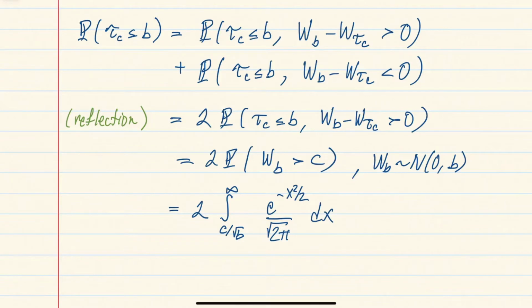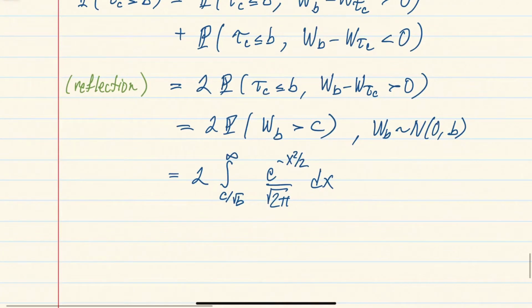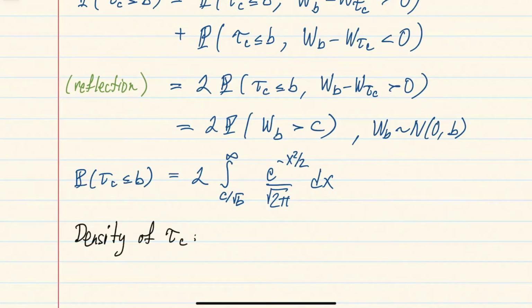And if you like, now you can take the derivative with respect to parameter b or parameter c to find the density of the corresponding distribution. So for example, since this probability that we computed is just the probability that tau C is less than or equal to b, if you take the derivative in b, you'll get that the density of tau C is equal to c over square root of 2 pi, times 1 over b to the 3/2, times e to the minus c squared over 2b, for positive b.